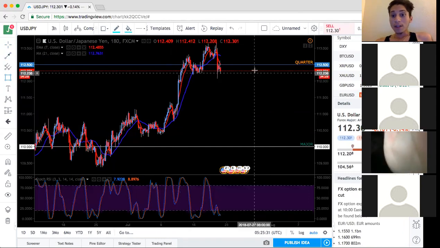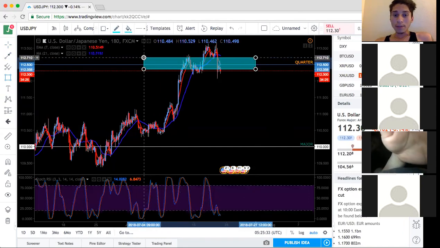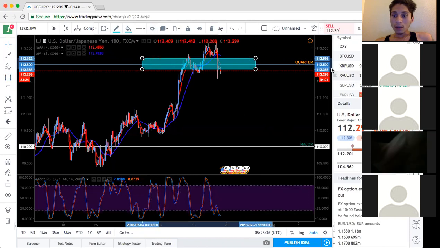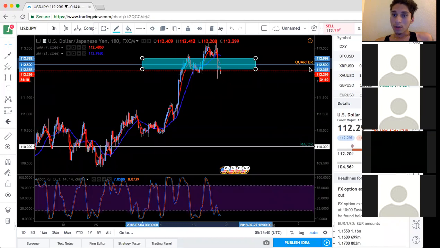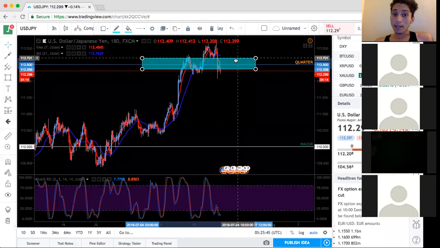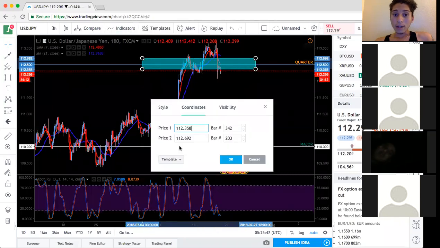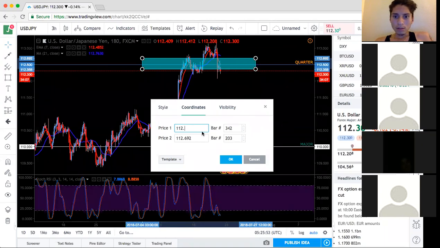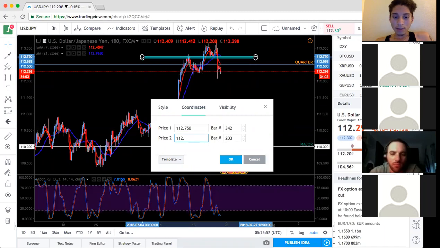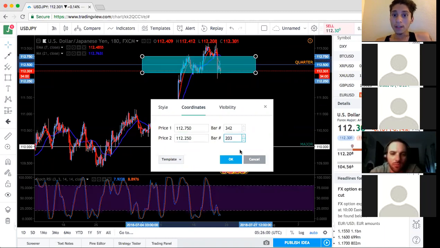Pretty simple. You draw a rectangle, and this is what I want you to do. Go on the line, the quarter level at 112.50. We're going to have the bottom of the rectangle 25 pips under that, and the top line 25 pips above it. So that'd be at 112.75, and below would be 112.25. Those are exactly 25 pips above and below.